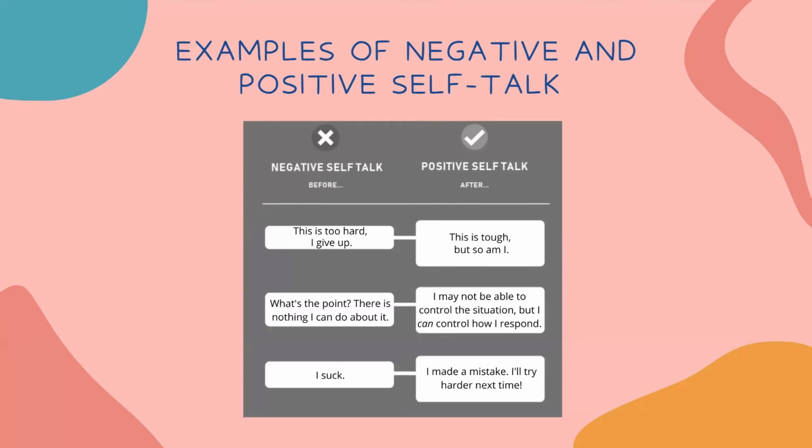This slide shows some examples of positive and negative self-talk. Self-talk is automatic, so it takes practice to catch negative self-talk and rephrase it into positive self-talk. In this first example, the phrase, "This is too hard, I give up," can be rephrased into a more positive statement, "This is tough, but so am I."